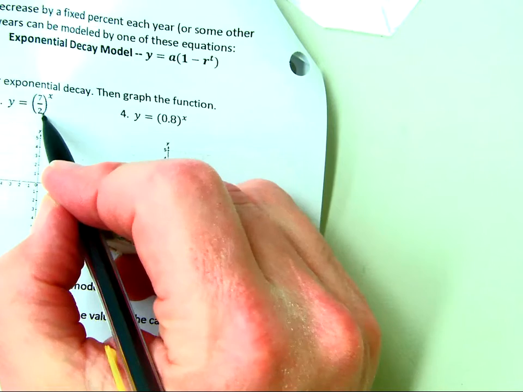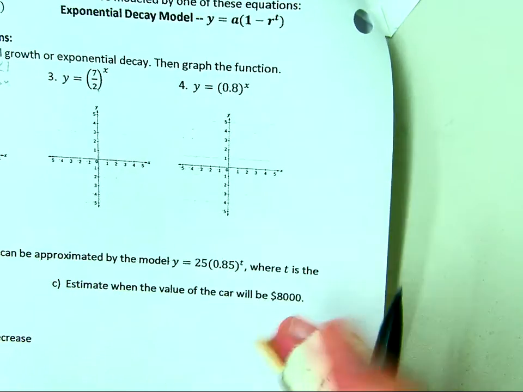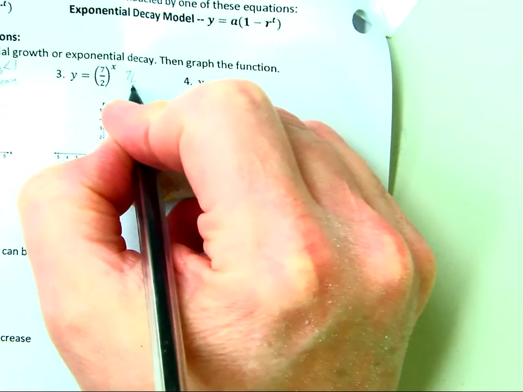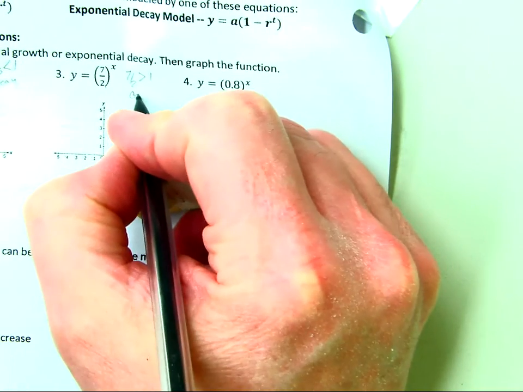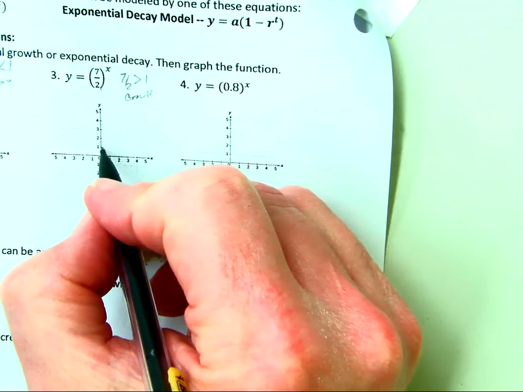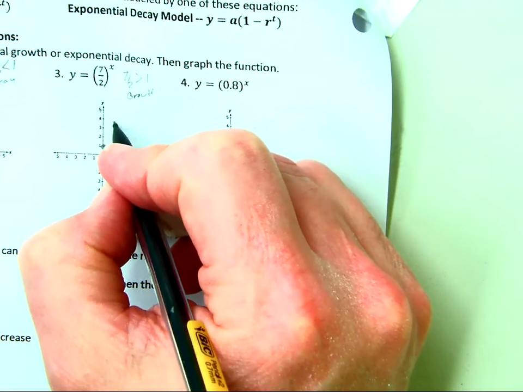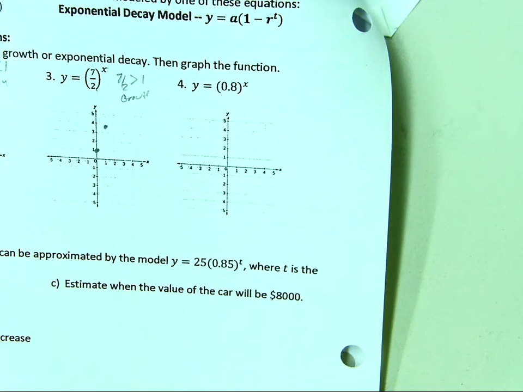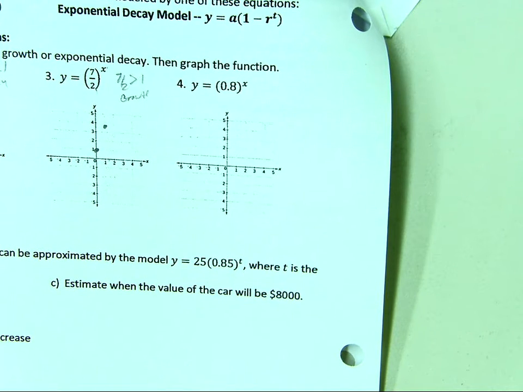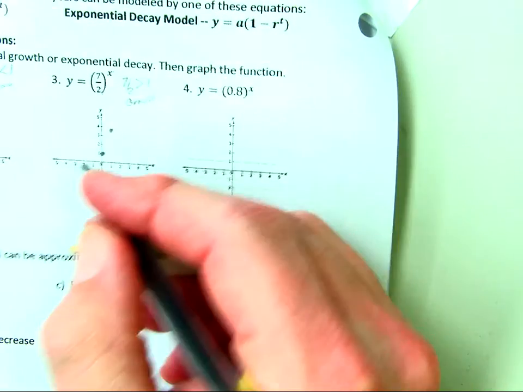Or this one, here our base is 7/2. Now when you first look at that, you might see a fraction and say, oh, decay, but notice that fraction is greater than 1. So 7/2 is greater than 1. So this one is growth. And if we put in 0, 7/2 to the 0 is 1. If we put in 1, it's just 7/2, which is 3.5. If we would put in 2, that'd be 7/2 squared, which would be 7 squared over 2 squared, 49/4. So that's a little over 12, so we know it's going way up there.